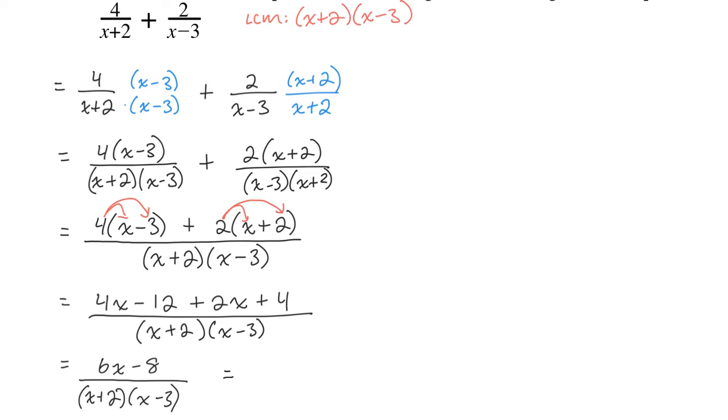So if we factor out 2, that's our greatest common factor between 6x and negative 8, we would get 2 times 3x minus 4, and that's over x plus 2 times x minus 3. So as you can see, it doesn't look like there is a common factor between the numerator and our denominator. So this is our fully simplified expression, but we need to state our restrictions.